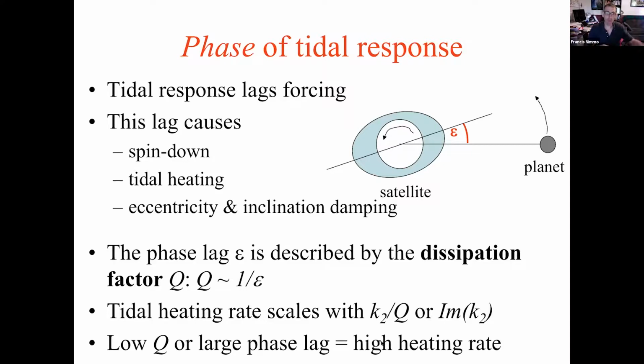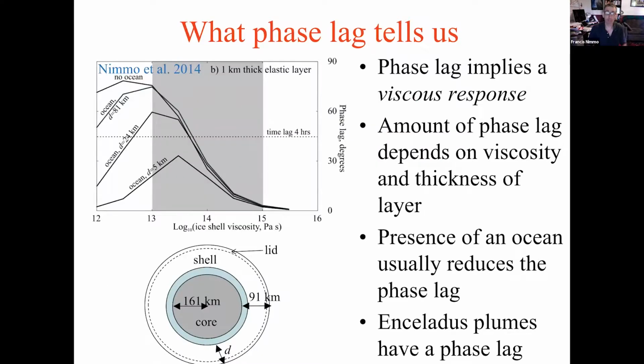So Q tells us something about the internal structure of the body. In particular, it tells us about the viscous response of the body. If you have a very viscous material, it's going to behave elastically and the phase lag will be small. If you make the viscosity smaller, it'll start to have a larger phase lag. And so that's what's being plotted here.